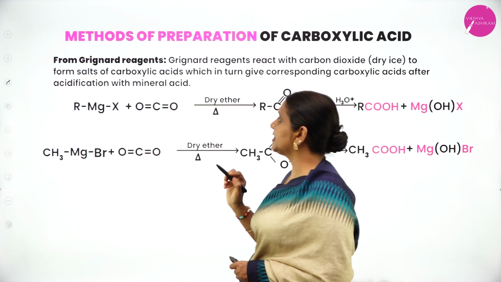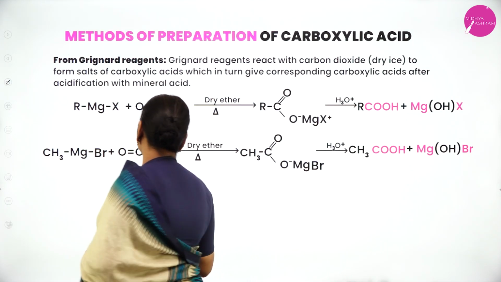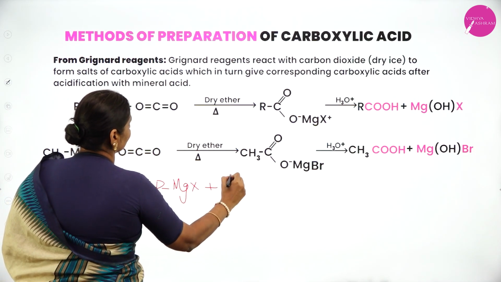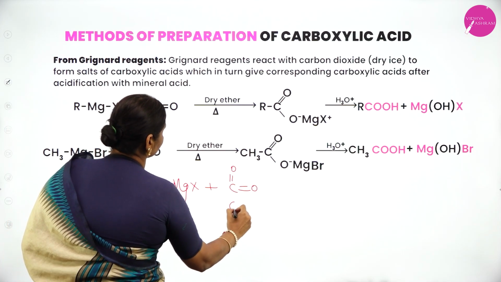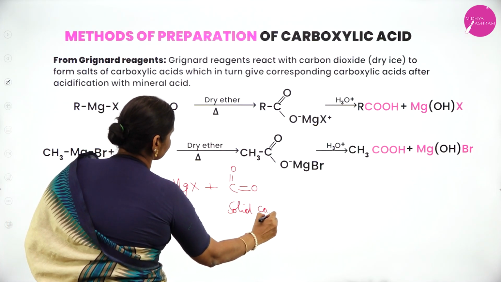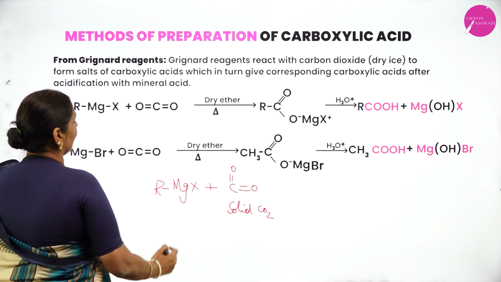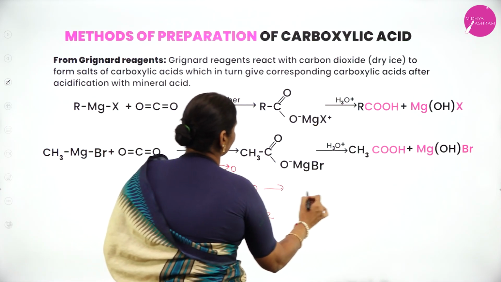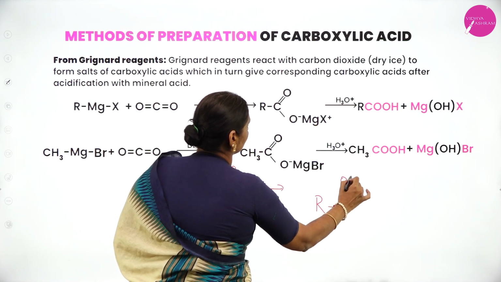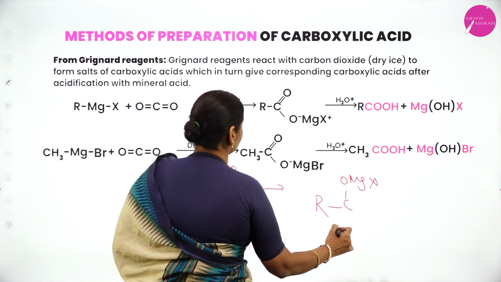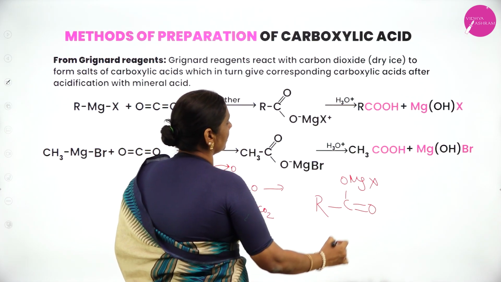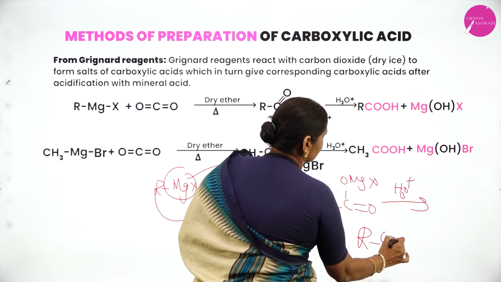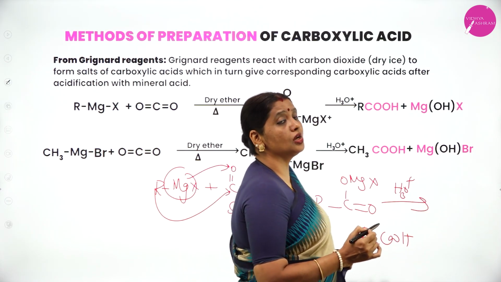Next, from Grignard reagent, which is very important for your board exam. What is the general formula of Grignard reagent? RMgX. You have to take dry ice. What is dry ice? Solid carbon dioxide is called dry ice. MgX adds to oxygen, R adds to carbon. Therefore, you will get an addition product, RCOOMgX with C double bond O, which on acid hydrolysis gives rise to carboxylic acid.